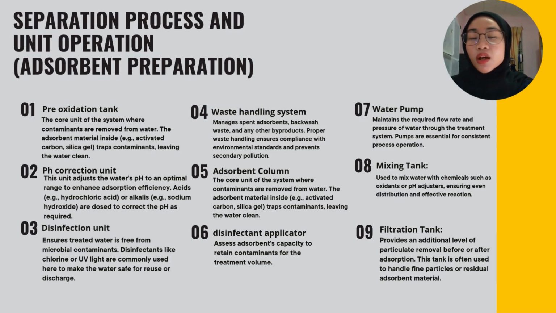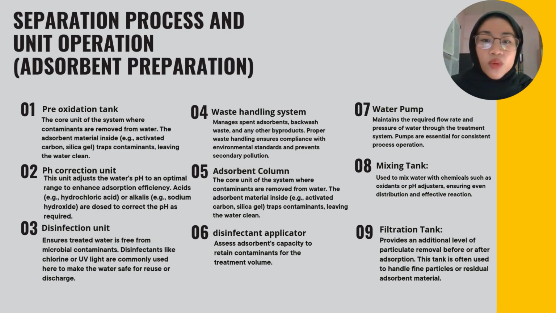So these are the unit operations for the adsorbent preparation. The first one is the pre-oxidation tank. This is the core of the unit where the contaminants are removed from the water. And the second one, we have the pH correction unit, whose function is to adjust the water's pH to an optimal range to enhance the adsorption efficiency. The third one, we have the disinfectant unit, which ensures the treated water is free from microbial contaminants.